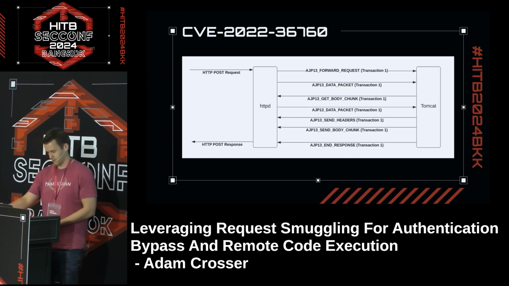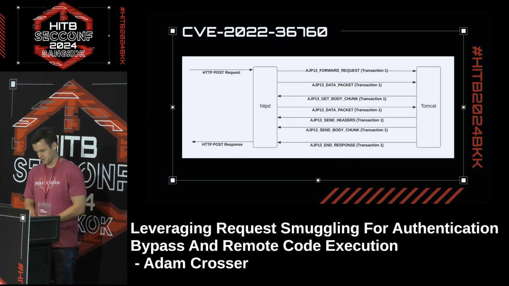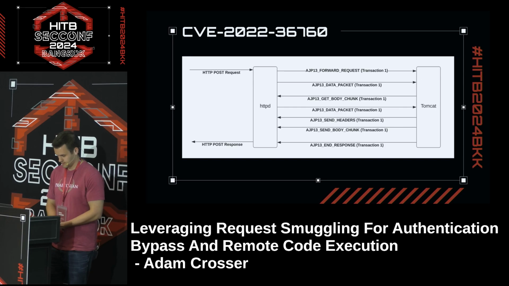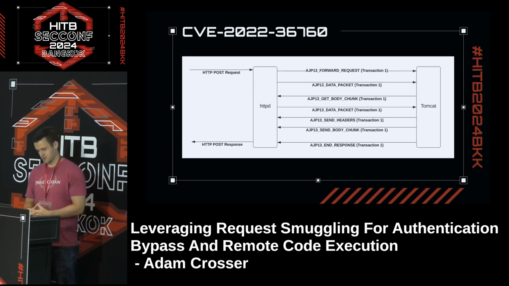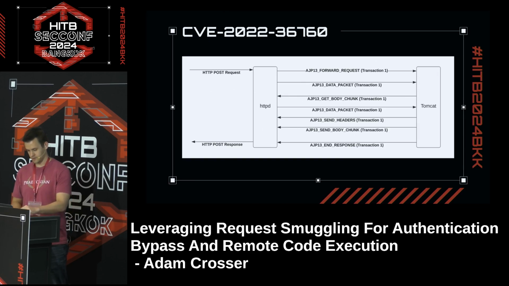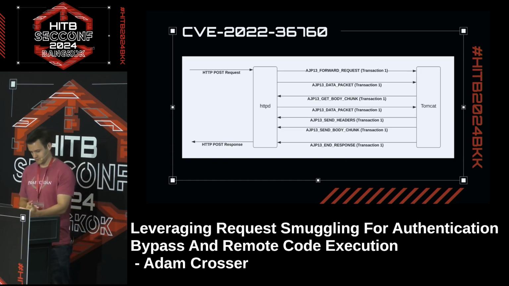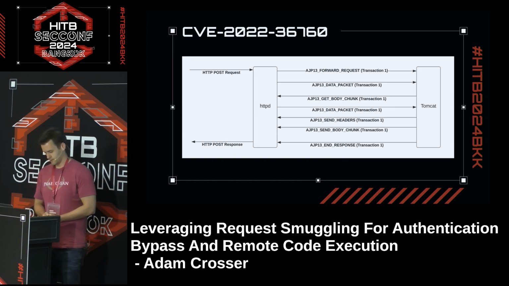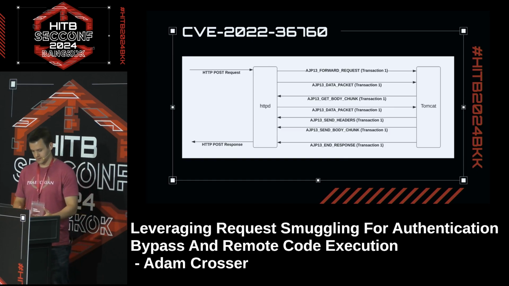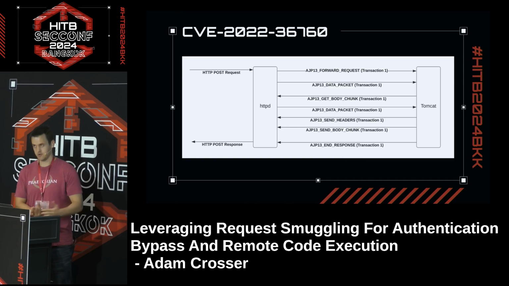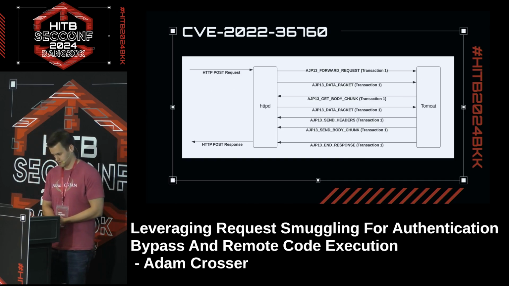And then if the packet is large enough that it needs to be chunked into multiple data packets, the Tomcat server would then request each chunk it needs by sending a get body chunk packet. And then when it's done processing the request, it would return HTTP headers and the body, and the body would also be chunked depending on the response size, and then an end response message saying this is the end of the response. Apache would then convert that into your standard expected HTTP post request response.